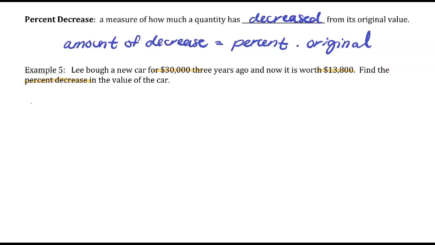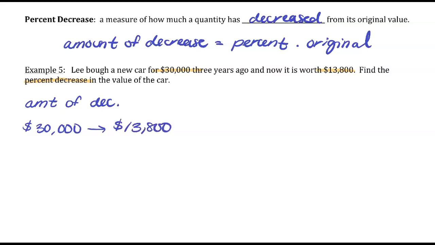Let's talk about how much this has decreased. We started out at $30,000 and the value changed or decreased to $13,800. How much decrease is that? It's a decrease of $16,200. So putting this into our equation, we have our amount of decrease, 16,200, is equal to percent, P, we don't know, times the original value of 30,000.